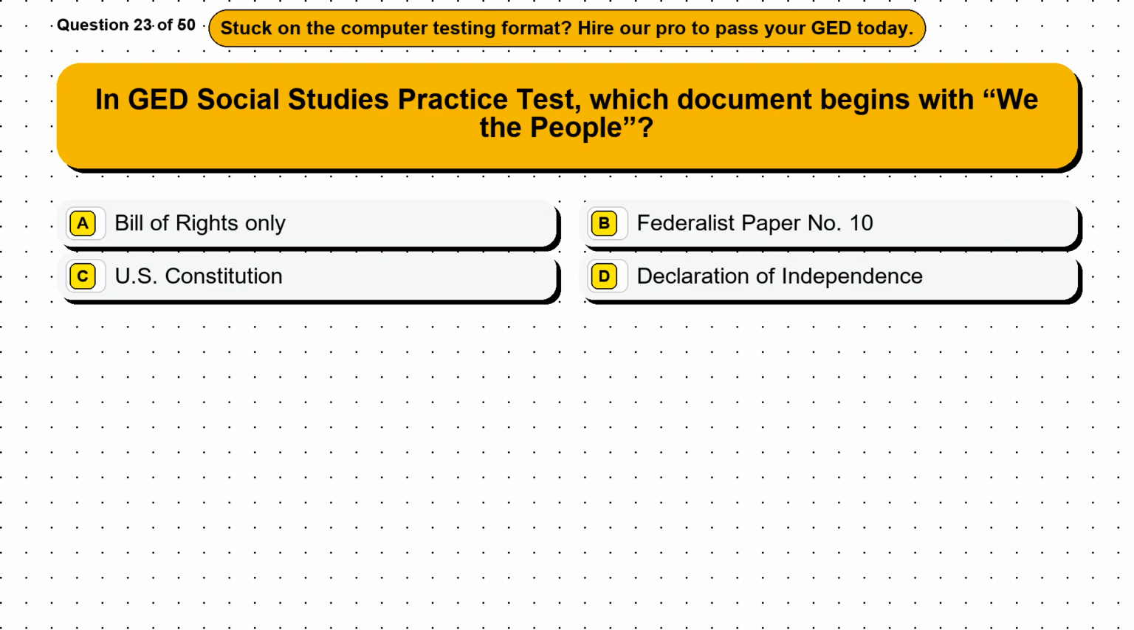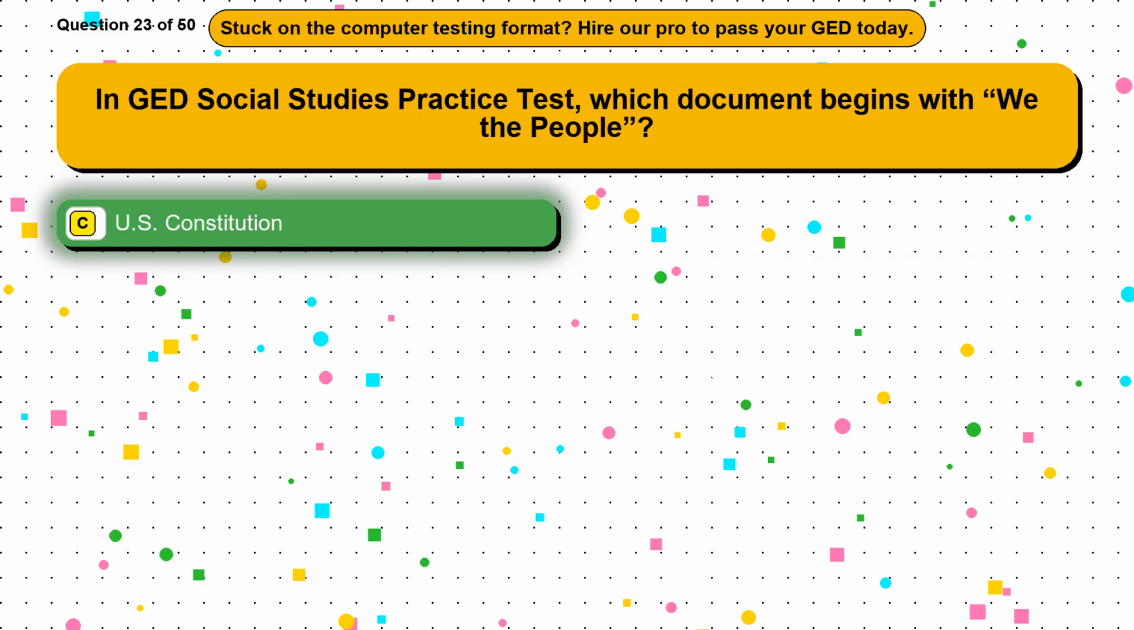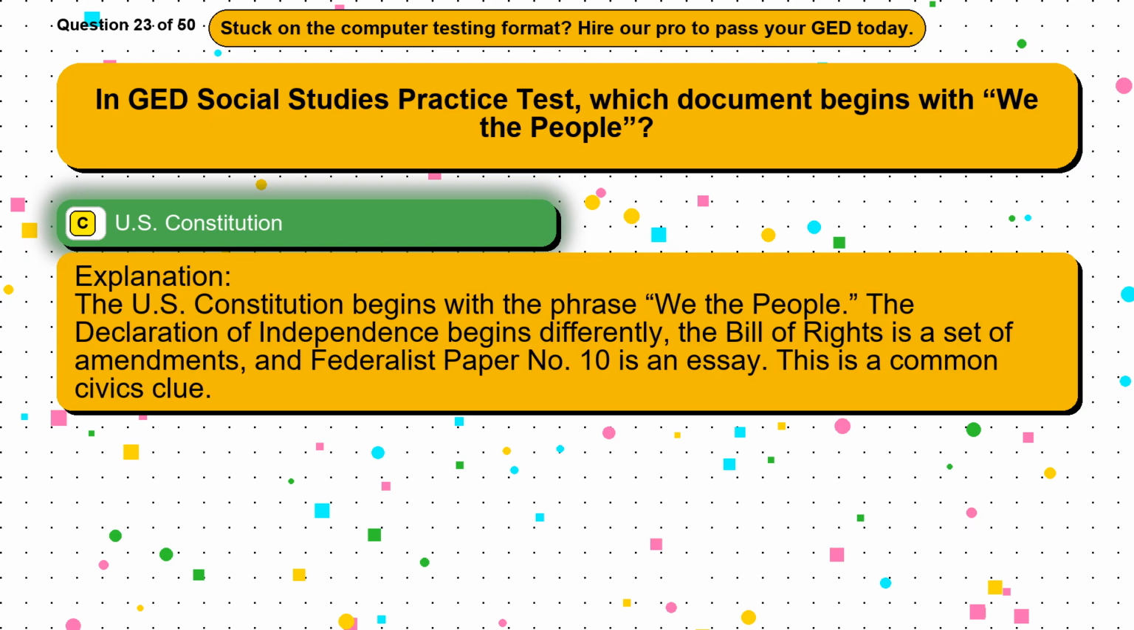Question 23. In GED Social Studies practice test, which document begins with "We the People"? Option A, Bill of Rights only. Option B, Federalist Paper number 10. Option C, U.S. Constitution. Option D, Declaration of Independence. The correct answer is option C, U.S. Constitution. The U.S. Constitution begins with the phrase "We the People."